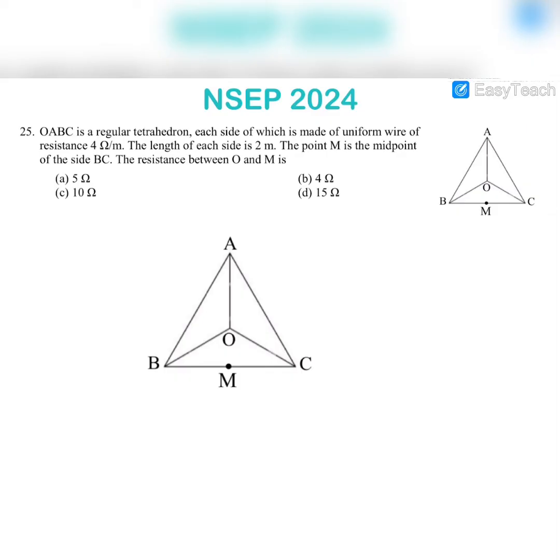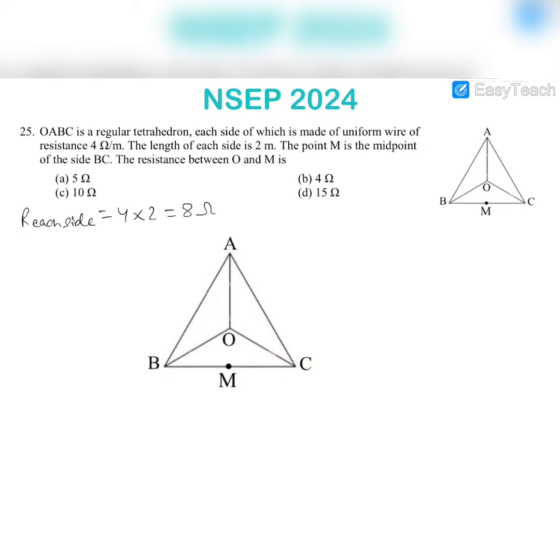In this question, you can see that OABC is a regular tetrahedron. Each side of this tetrahedron is made up of a wire which has a resistance of 4 ohms per meter, and the length of each side is 2 meters, which means that the resistance of each side will be equal to 4 into 2, which is 8 ohms.